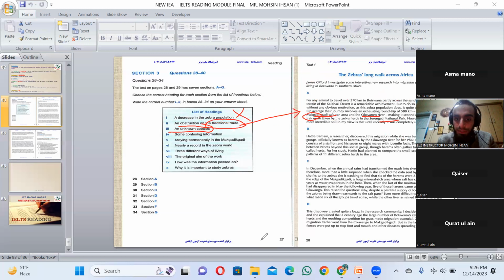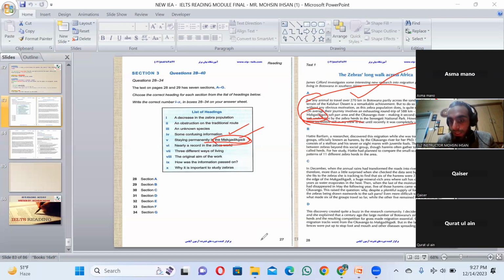An unknown species, no, zebra is quite known, especially here, right? Next, some confusing information, no, it was quite clear. Staying permanently in Mchgadi, right? No, it was not going to stay permanently, because after passing to this place, it was going to pass to Serengeti National Park also. Means not permanent in this. Five is excluded, all of these are excluded.